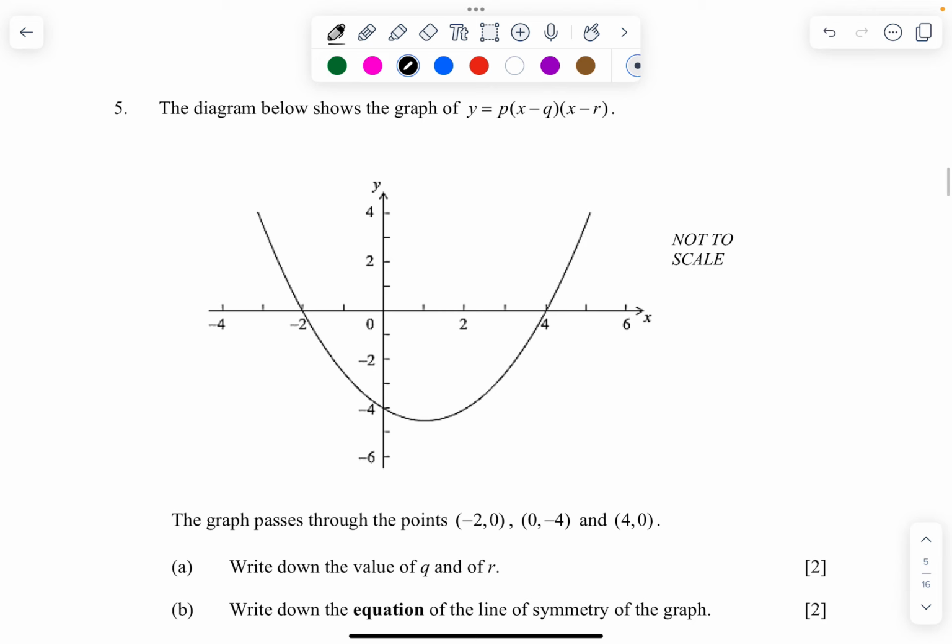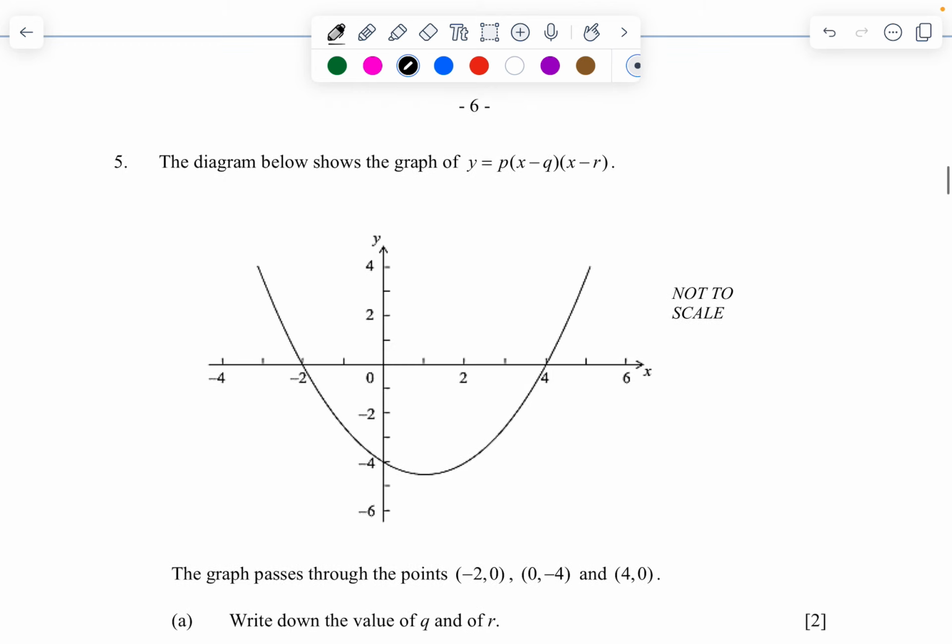Question number 5. The diagram below shows P of x equals p times x minus q times x minus r. The graph passes through the points (-2, 0), (0, -4) and (4, 0). Find the values of q and r. So this is -2, so x minus of minus 2, x plus 2 it becomes. And this is x minus 4.